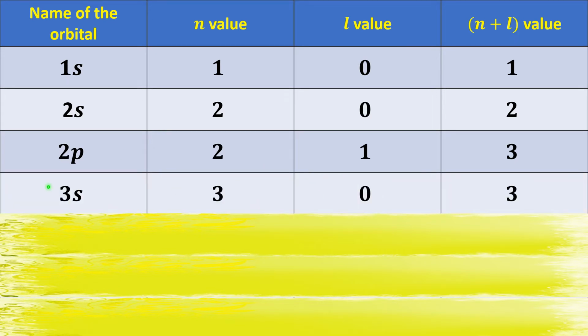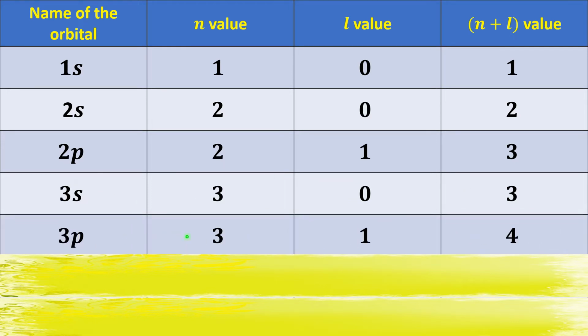Next, 3s orbital, its N value is 3 and L value is 0. N plus L, 3 plus 0 is 3. Now you can see here, the N plus L value of these two orbitals, that is 2p and 3s orbitals, is same. The N plus L values are same for these two orbitals, but this orbital has N value less. The N value is less for 2p orbital. That's why its energy is lower than 3s orbital.